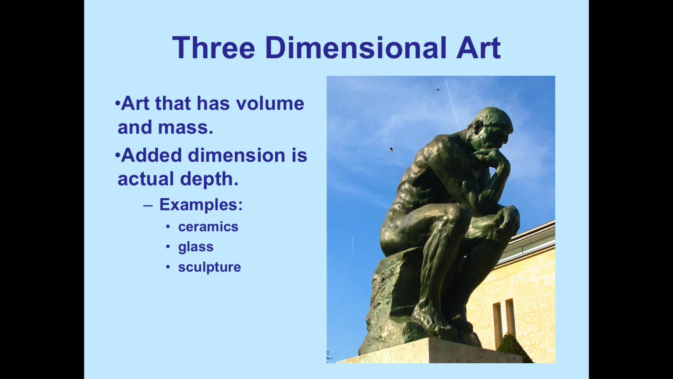Three-dimensional means that the work has volume and mass. The added dimension is the actual depth. So think of Kehinde Wiley's lone figure, and now we have this bronze sculpture which takes up space. This takes up physical space. Other examples besides sculpture are ceramics and glass.